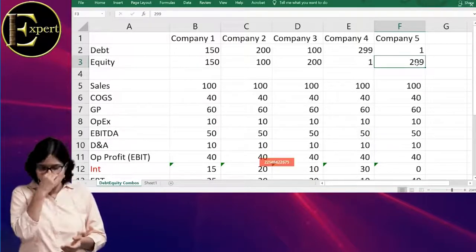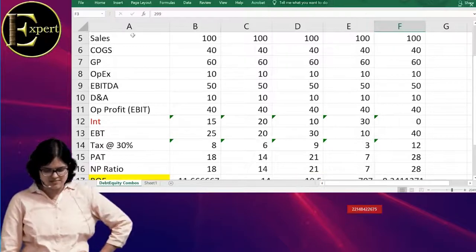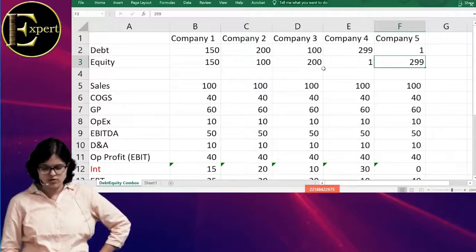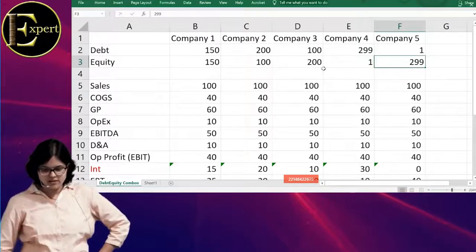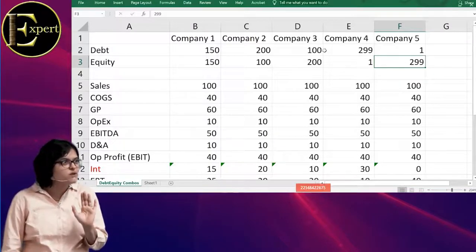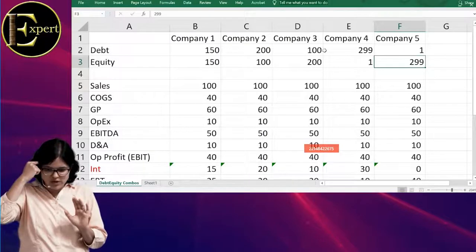Understand, this is sales. Sales figure I've kept constant. You'll say, madam, sales is not increasing at all. Am I taking this as 5 years data, or am I comparing 5 different companies? 5 different companies, because otherwise Moneycontrol is there in your mind. You are saying, ma'am, sales is not increasing only. These are 5 different companies, only 1 year data.